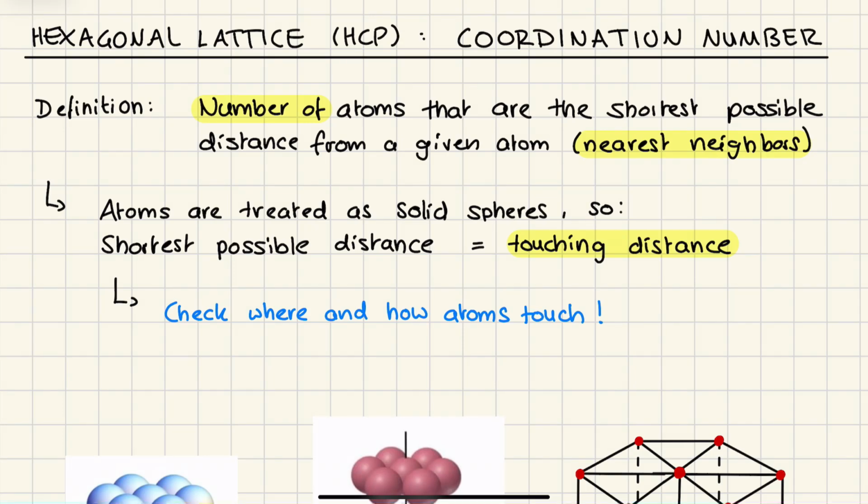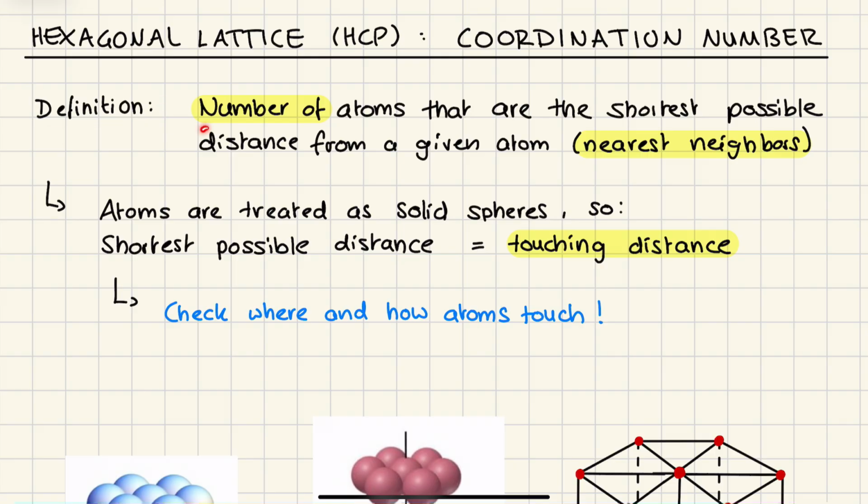In this video, we're going to learn about the hexagonal close packing crystal structure and how to find its coordination number. I already made a video about coordination numbers in the past, but that one only covered cubic lattices, so you can treat this one as an extension of that. In order to find the coordination number of any lattice, we need to recall its definition.